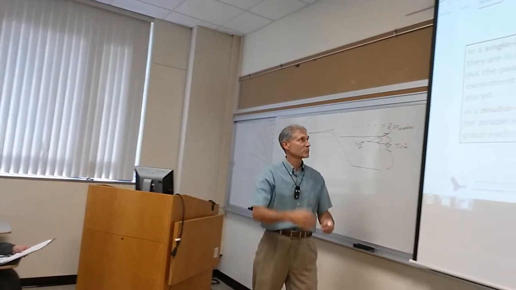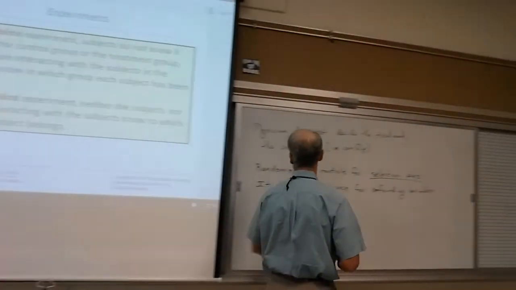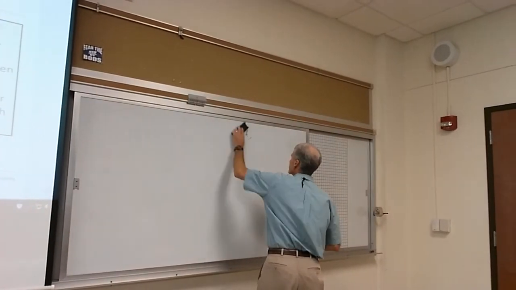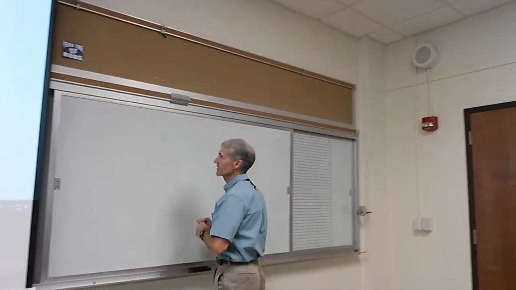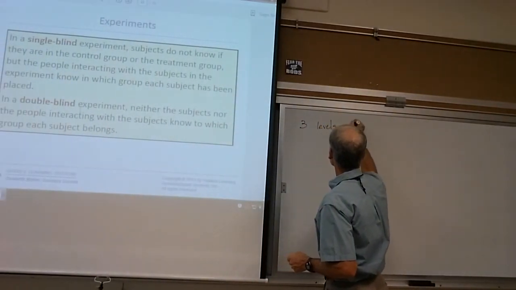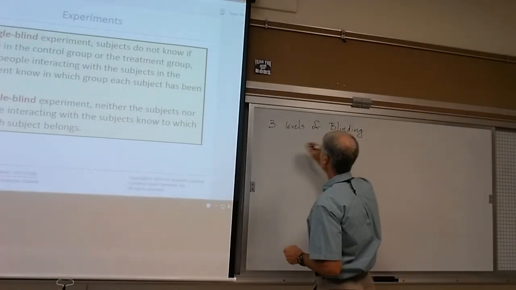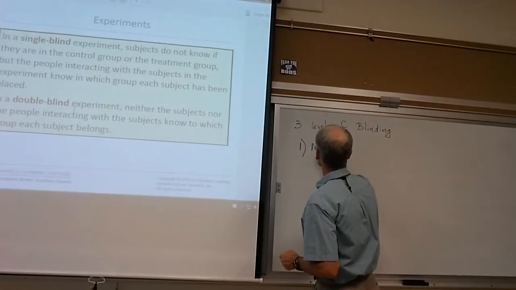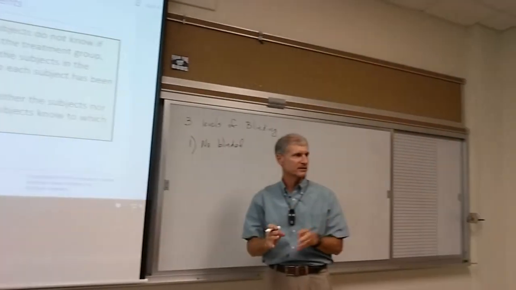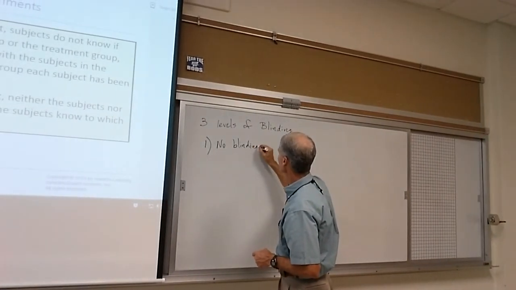Now, we hinted at blinding a minute ago. There's actually 3 levels of blinding. The book only talks about 2 levels. The first one is no blinding, but it bears mentioning because it's commonly done. So 3 levels of blinding. The first one is no blinding, which we call open label. So you give them a bottle of pills, and it says right on the label what it is. So we call that open label. No blinding.